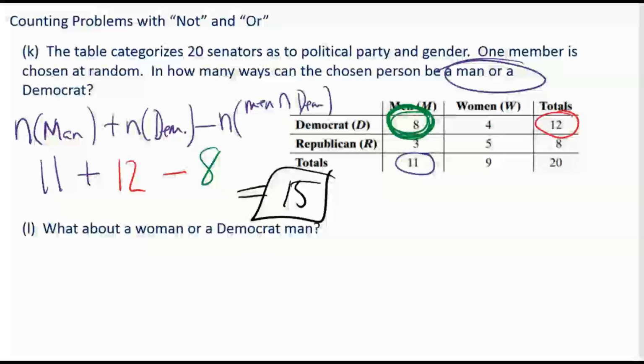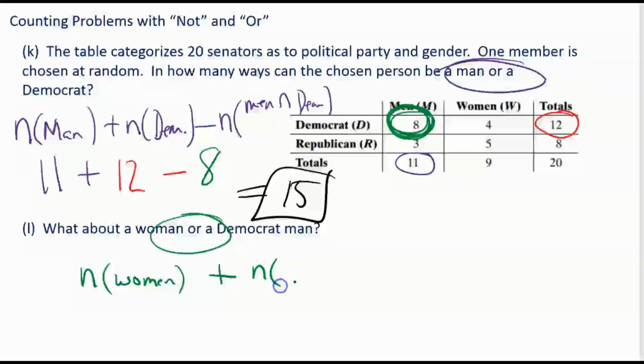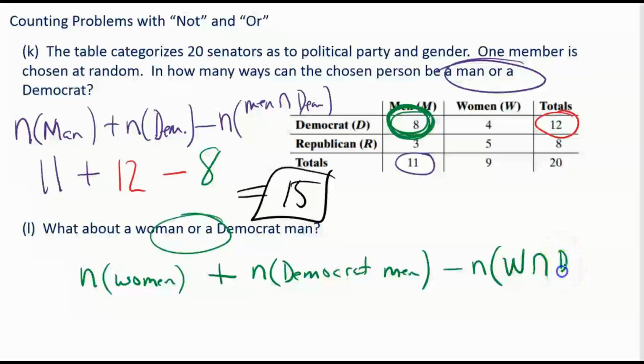So here's the rule. Or means we need to find the number of women, or means add, so plus the number of Democrat men, minus the intersection. So you're doing the intersection of women intersected with Democrat men.